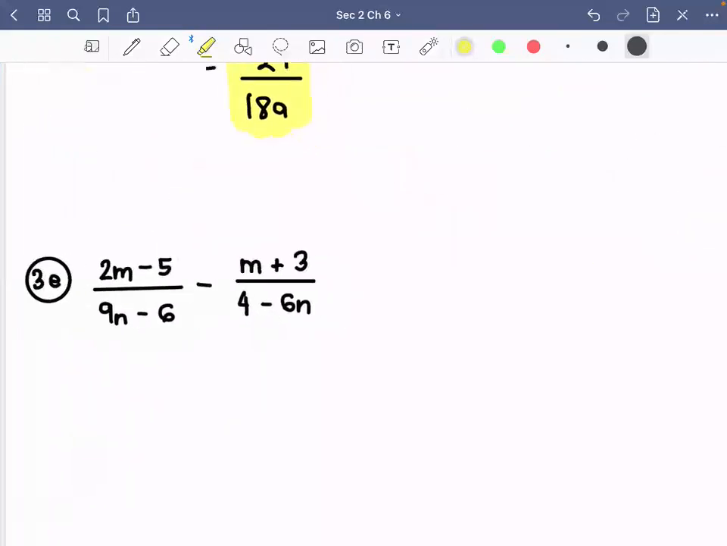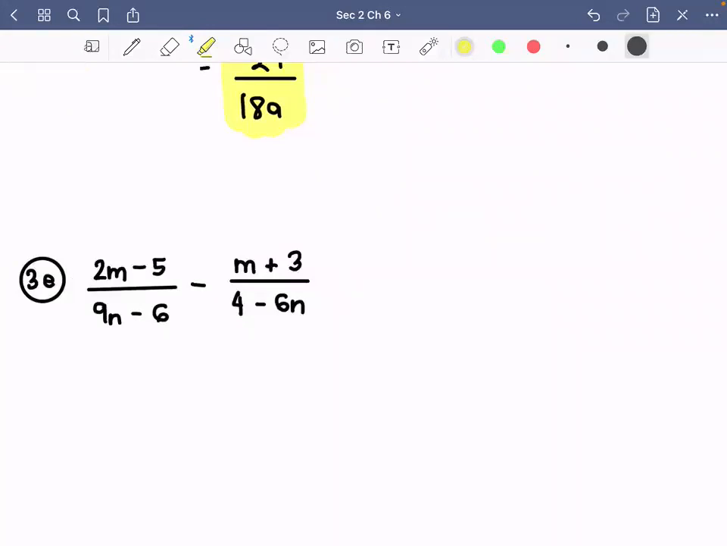Now, this one, again, it's different from the first two questions. Okay, so we've got here 2m minus 5 over 9n minus 6 minus m plus 3 over 4 minus 6n. So what are we supposed to do first? Okay, we can factorize our denominators this time, right? But observe carefully. When you factorize 9n minus 6, it's 3 times 3n minus 2, right?